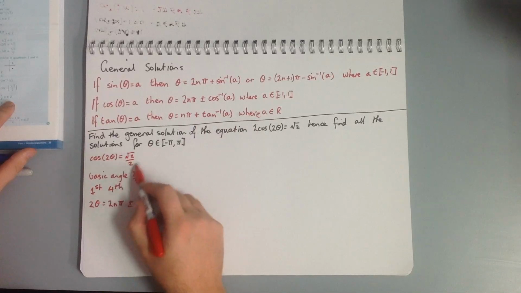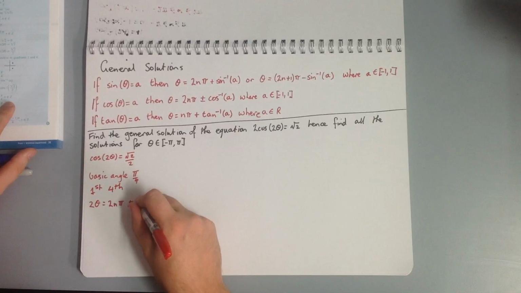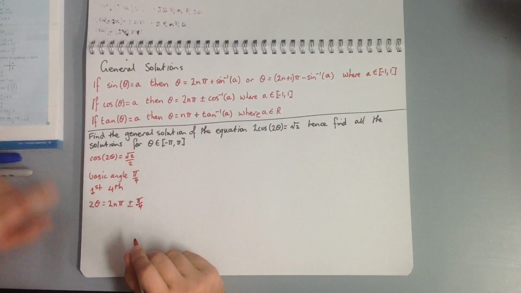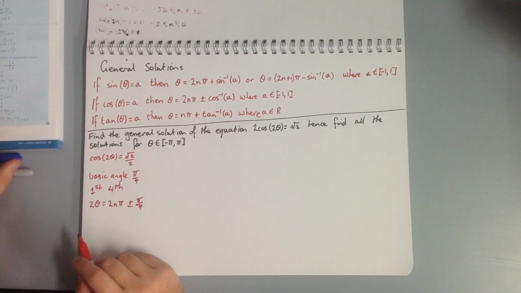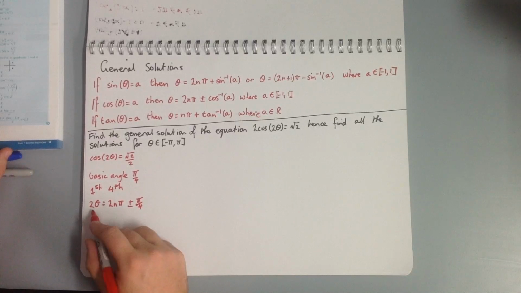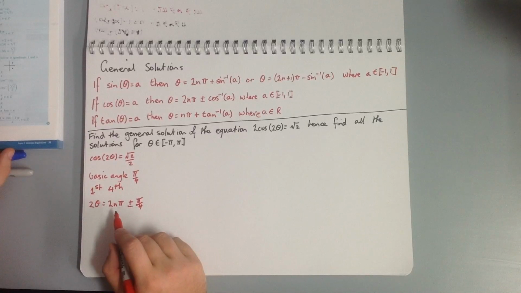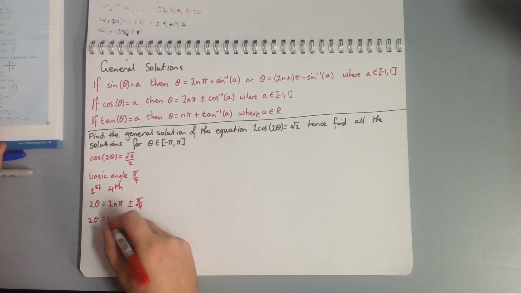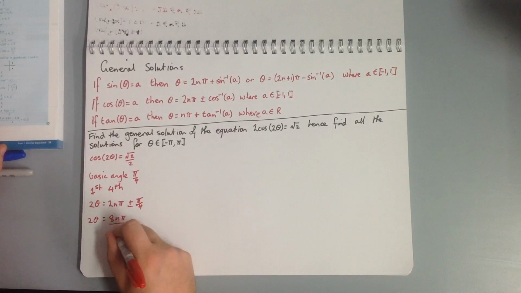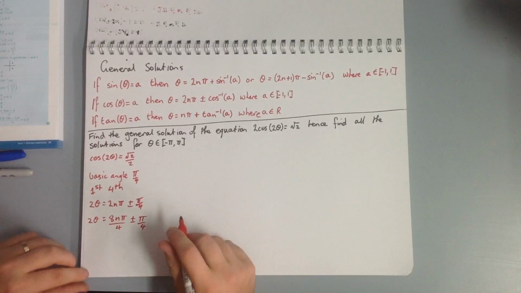Now, because it's root 2 on 2, we know that is our pi on 4. So then we can simplify this. We put in our pi on 4. Sorry, let me just double check what's happening here. Oh yeah, we're just simplifying a little bit. So we can say 2 theta equals 8n pi on 4 plus or minus pi on 4. We're just doing this so we can make it look a little bit nicer.